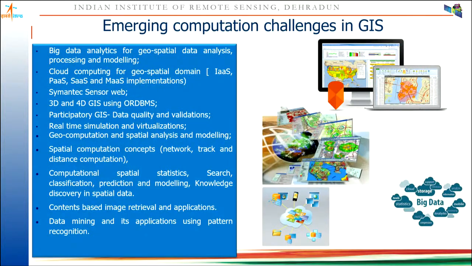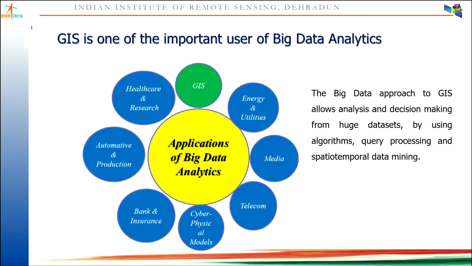There are a number of challenges in GIS. Most of the challenges I already discussed, so I can skip this slide. Now you can understand who the users of this data are, and why I am doing so much data analytics and geocomputation on these data sets. You can use GIS data in a number of applications like healthcare and research, automotive and production, banking, insurance and financial models, telecom sectors, media, energy and utilities. There are a number of applications where big geodata, by applying geocomputation techniques, can be utilized so that you can develop very innovative applications for your users.